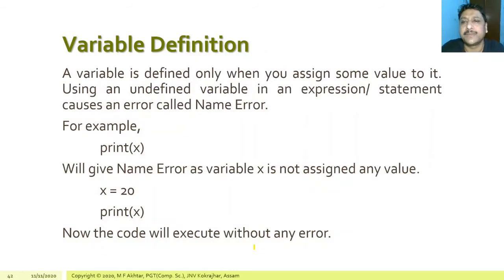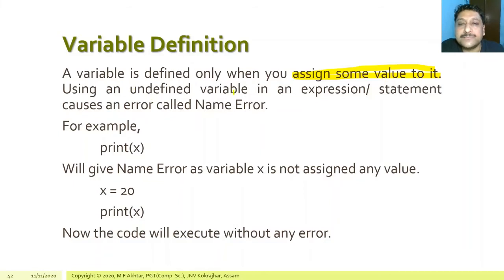Variable definition. Now we understood what a variable is. A variable is just an object which has some value, and during program execution or processing we use these variables in our expressions. Now the definition of a variable: a variable is defined only when you assign some value to it. Defined means created, when any value is assigned to it. When we give some value to a variable, only then is the variable created.